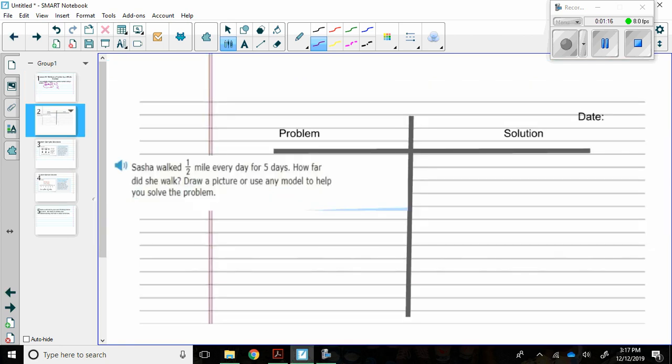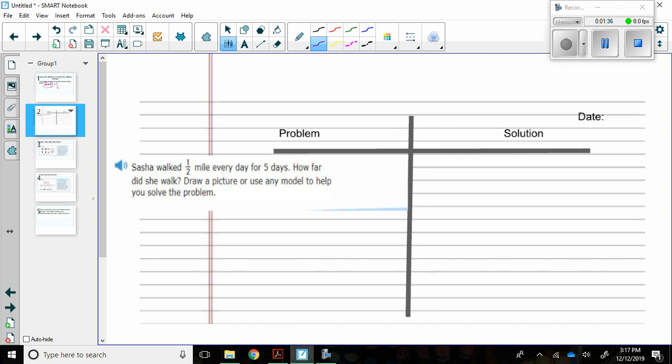Now we're going to go on to our nightly solve and share, and the problem is: Sasha walked 1/2 mile every day for 5 days. Way to go, Sasha. How far did she walk? Draw a picture or use any model to help you solve the problem.